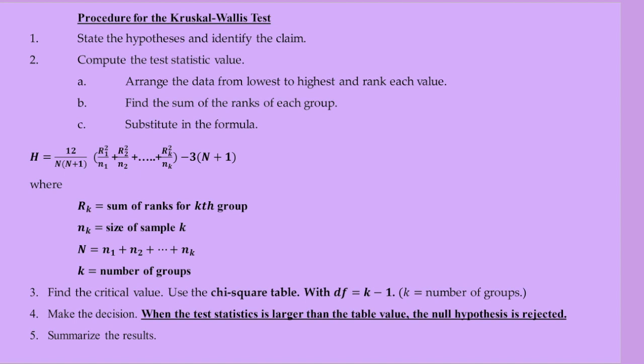So as usual for the non-parametric test, the procedure looks a bit complicated. However, as you've discovered before this, it's quite easy to understand. So the procedure for the Kruskal-Wallis test is first, state the hypothesis and identify the claim, and then compute the test statistic value. We will first arrange the data from the lowest to highest rank and then find the sum of ranks for each group. Okay, I'll come back to the rest. We'll do number 1 and number 2, A and B first.